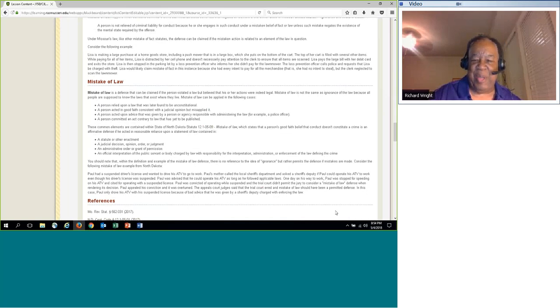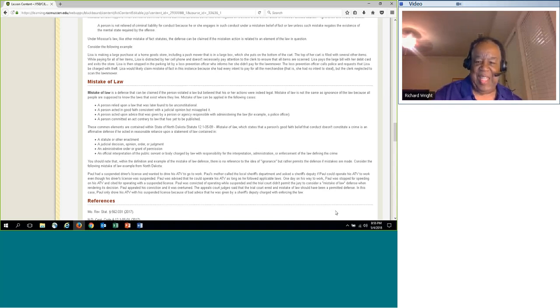Mistake of law can be applied in situations where a person relied upon the law but found that the law was unconstitutional, or the person acted in good faith, consistent with the court opinion, but didn't apply it properly, or a person acted upon the advice given by a person responsible for administering the law, for example, a police officer, or a person committed an act contrary to law that has not yet been made public or been published.